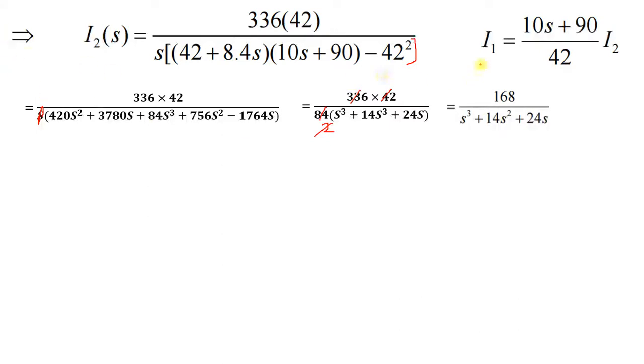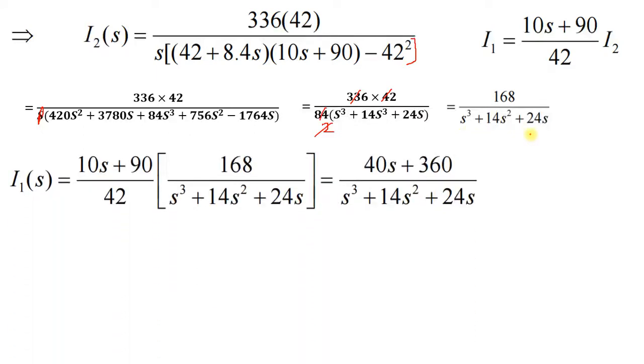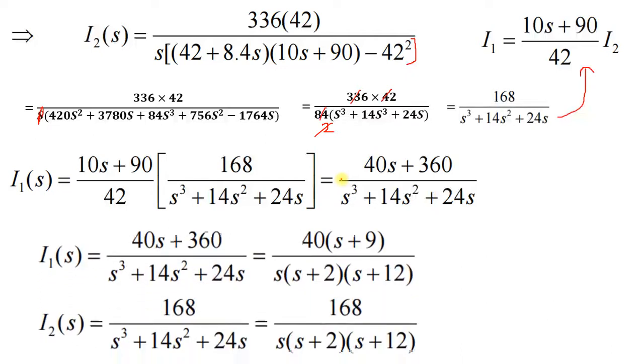So in the previous equation I1 is rewritten as 10s plus 90 divided by 42 into I2. So this is the corresponding value of I2 of s in the frequency domain. Similarly I want to find out the value of I1 of s. So just substitute this value of I2 of s in this equation in order to find the value of I1, and you should simplify this equation, which gives 40s plus 360 divided by s cube plus 14s square plus 24s. Just simple mathematical manipulation, and the final values of I1 of s and I2 of s look like this.